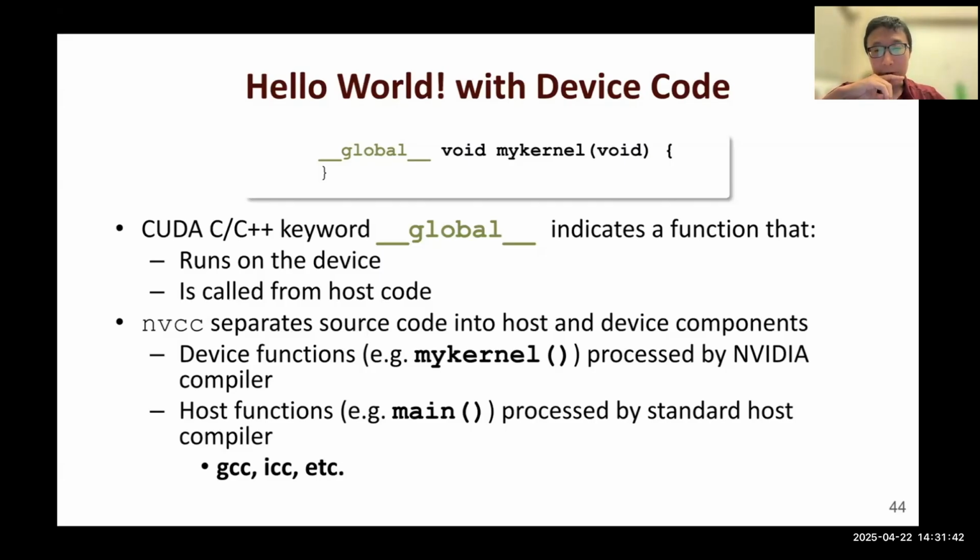So the device function is processed by the NVIDIA compiler. NVIDIA needs to convert this into their PTX backend, and then convert that into executables that GPUs can recognize and run. On the host side, the host function, the main function, is compiled by a standard host compiler. It could be the Intel compiler, or GCC, the GNU compiler. It could be some other compiler, whatever compiler you install on your computer.